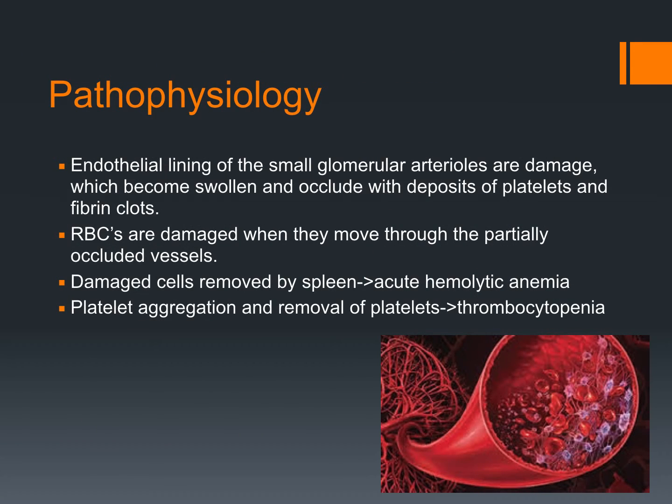Pathophysiology. The endothelial lining of the small glomerular arterioles is damaged, and the arterioles become swollen and occluded with deposits of platelets and fibrin clots. Red blood cells are damaged when they move through the partially occluded vessels. Damaged cells removed by the spleen lead to acute hemolytic anemia. Platelet aggregation and removal of platelets leads to thrombocytopenia.